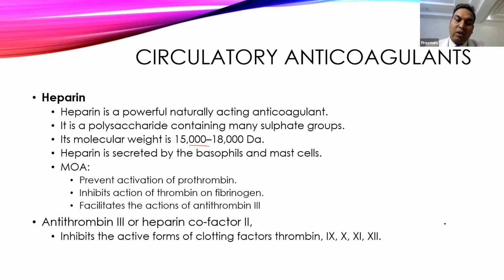It prevents the coagulation by three different steps. First, it prevents the activation of prothrombin. Second, it inhibits the conversion of fibrinogen into fibrin, and it also increases the activation of antithrombin 3. So antithrombin 3, also called heparin cofactor, inhibits the coagulation by inhibiting the activation of factors 9, 10, 11, and 12. So heparin and antithrombin 3 together will act and prevent further coagulation.